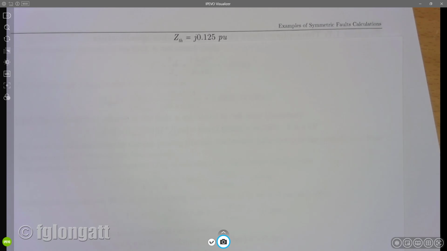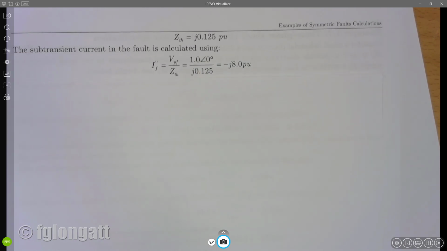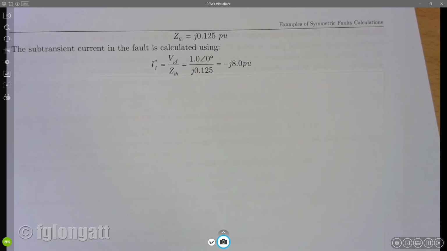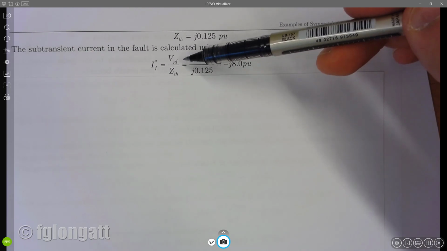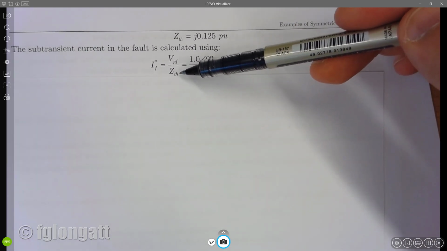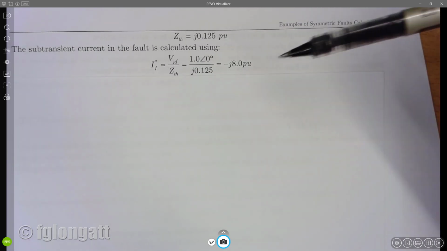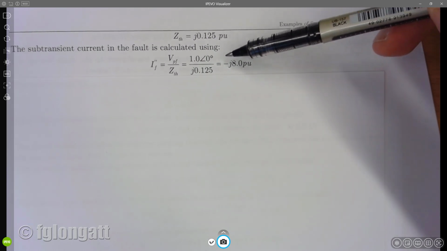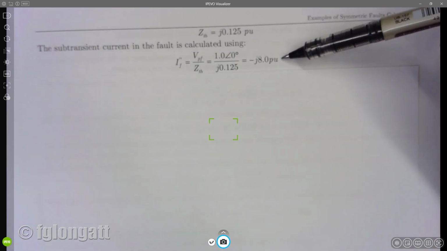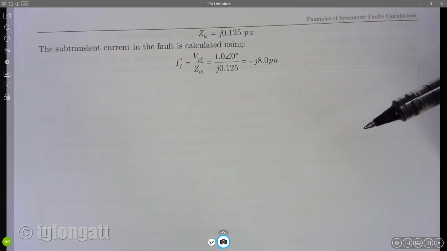Now, what is the next step? The next step is extremely simple because we want to know what is the fault current. To calculate the fault current, we use the voltage previous to the fault divided by the Thevenin impedance, and it's extremely simple to see that the fault current is minus 8J.